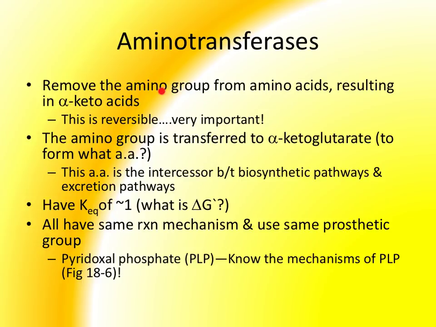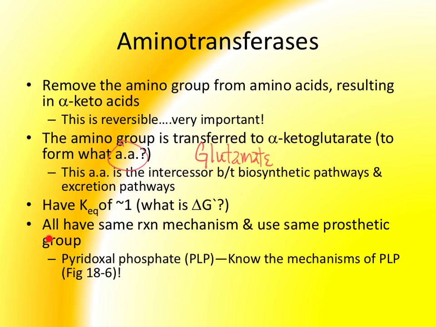All of the amino acids will transfer their amino group to alpha-ketoglutarate. And so, just as a review, once again, what amino acid is formed from the alpha-ketoglutarate? Glutamate. And when you're going backwards, you go from glutamate to alpha-ketoglutarate, and you'll make whatever the other amino acid is.